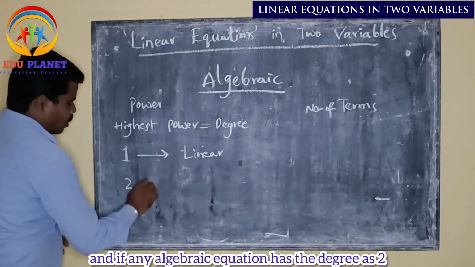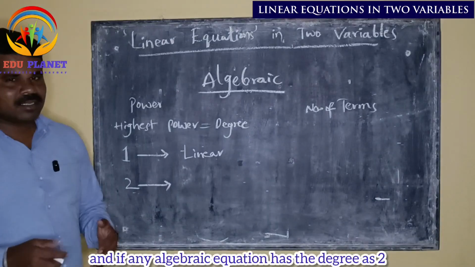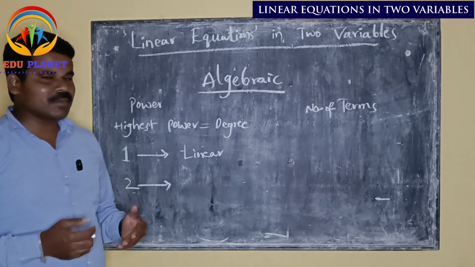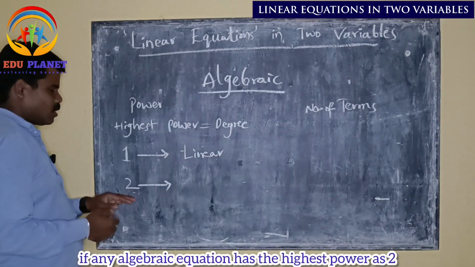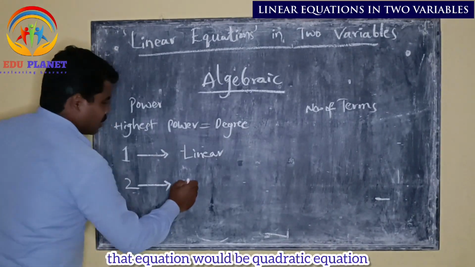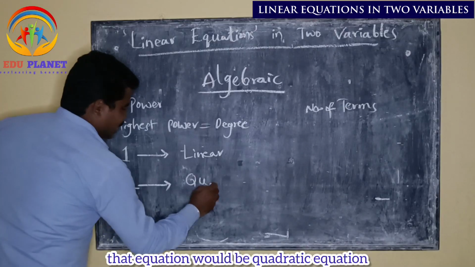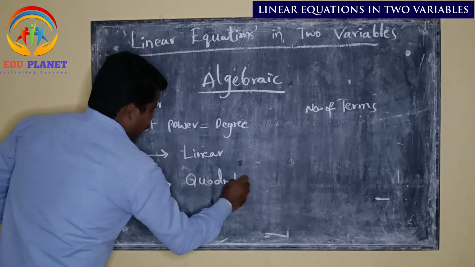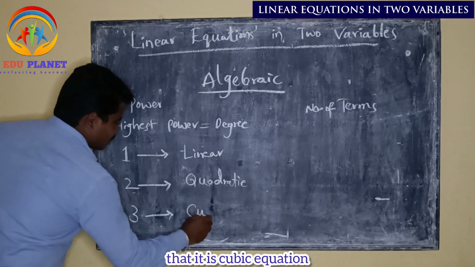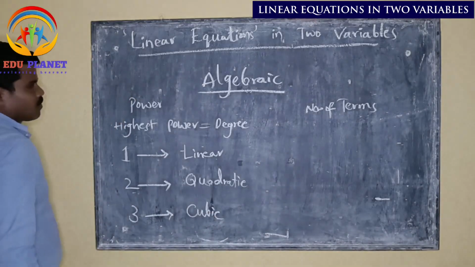And if any algebraic equation has the degree as 2, what is the degree? Degree means highest power. If any algebraic equation has the highest power as 2, that equation would be quadratic equation. If the degree value is 3, we can say that it is cubic equation.